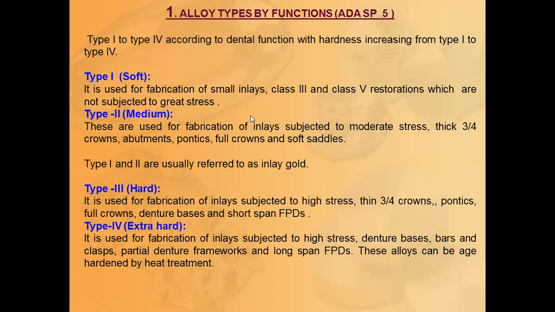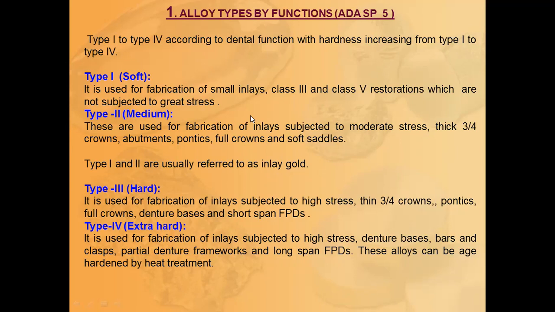Type 1 is soft. It is used for the fabrication of small inlays, class 3 and class 5 restorations, which are not subjected to great stress. Type 2, medium alloy, is used for the fabrication of inlays subjected to moderate stress, thick 3/4 crowns, abutments, pontics, full crowns and soft saddle. Type 1 and type 2 are usually known as inlay gold.